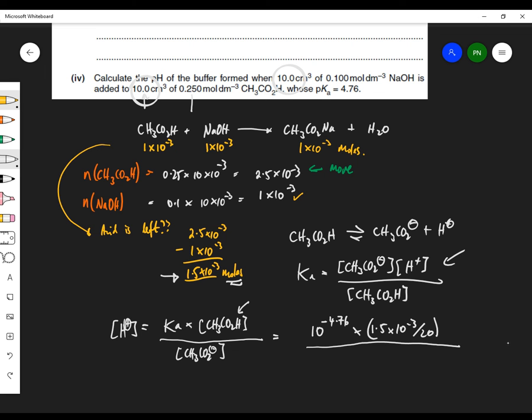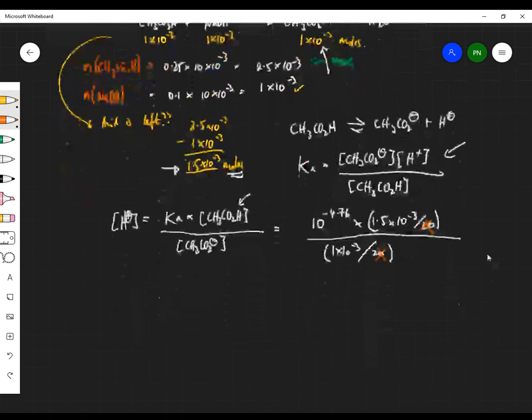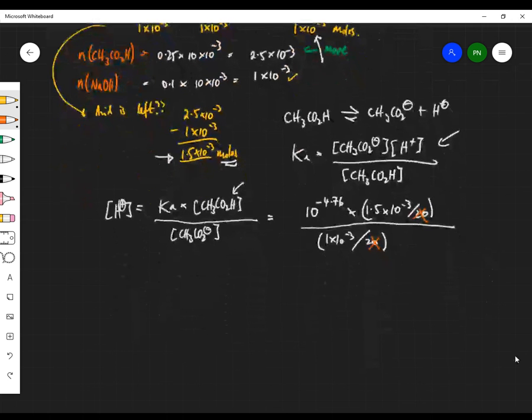Divided by the base concentration. There's the number of moles of base, 1 times 10 to the minus 3. And I'm going to say the concentration divided by 20. But as we can see, these are going to cancel out, so we don't need those. All right, now let me move this up a little bit. All right, and then I should be able to figure out my H plus. I don't know what the answer is, by the way. I'll see if I can find it out before I finish.